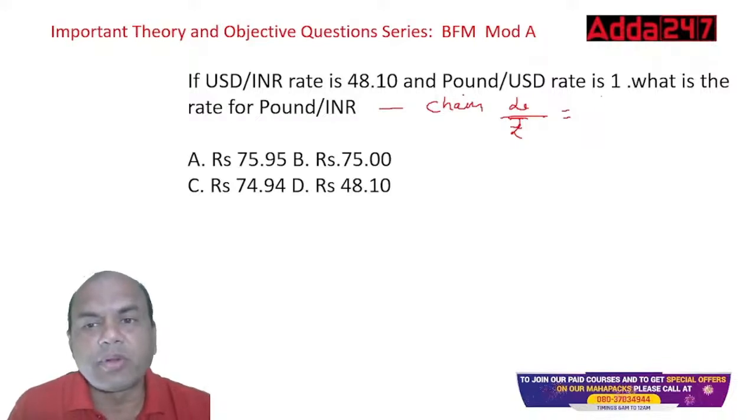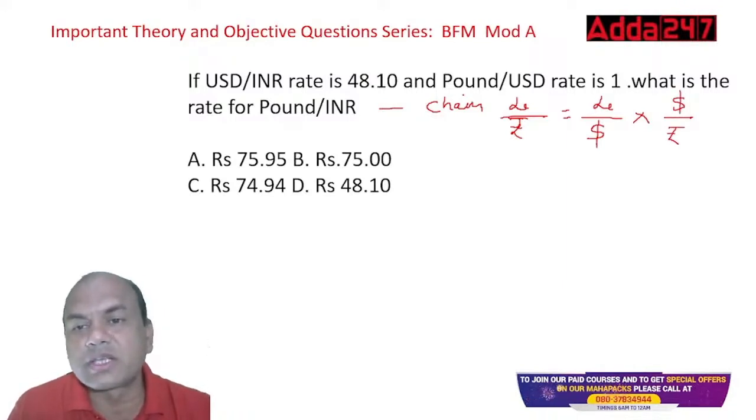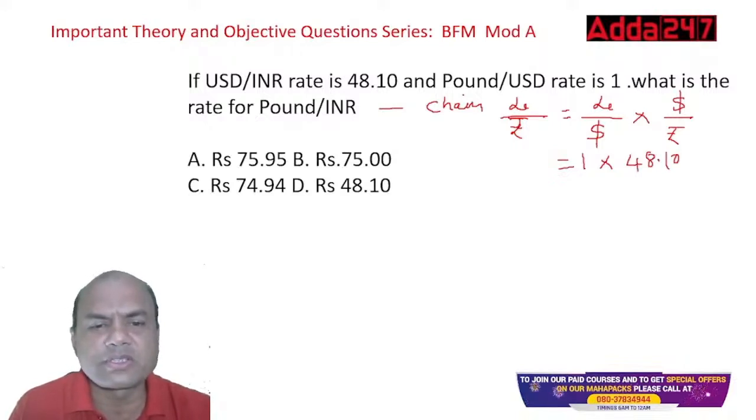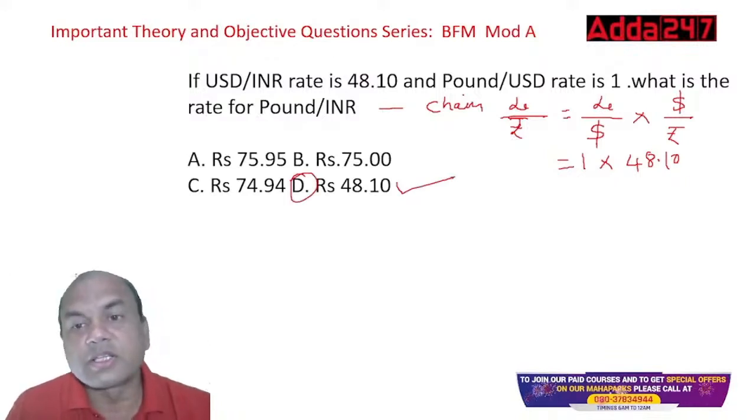Pound to dollar will bring in a common currency over here. We want pound to rupee, so pound to dollar into dollar to rupee, right? Type the answer now in the comment section. Do we have pound to dollar? See this, pound to USD is given as 1. So it is 1 into dollar to rupees. What is the dollar to rupees rate given? 48.10. So what is the answer? Same, 48.10. D is the answer, isn't it? So this is called the chain rule.